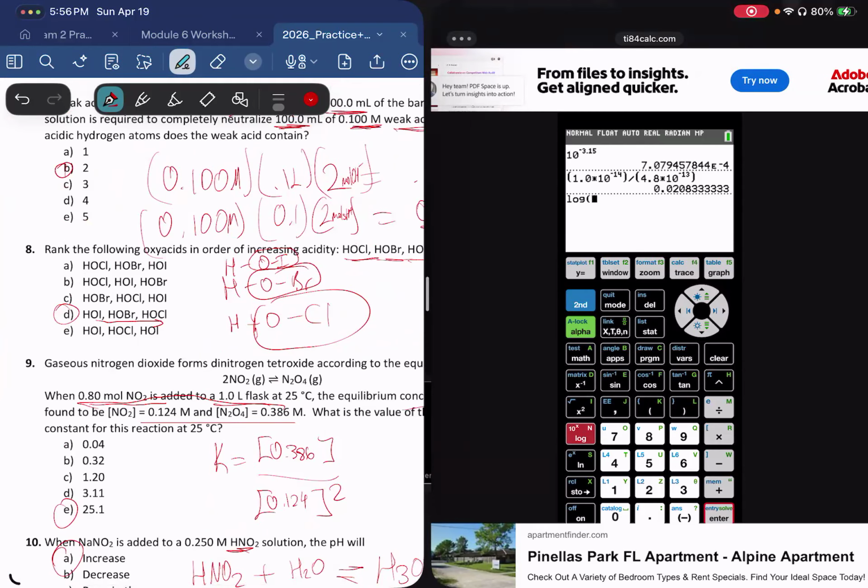And that's just because of its structure or whatever it may be, but you don't need to know that yet. Does that answer your question a bit? Yeah. So then if K was greater than one, it would be the opposite, in which the reactants would be stronger acids and bases. Yeah. Okay. Sounds good. Any other questions?